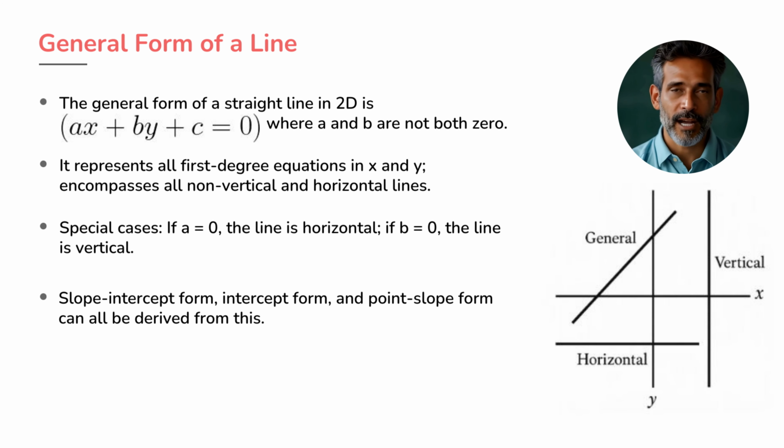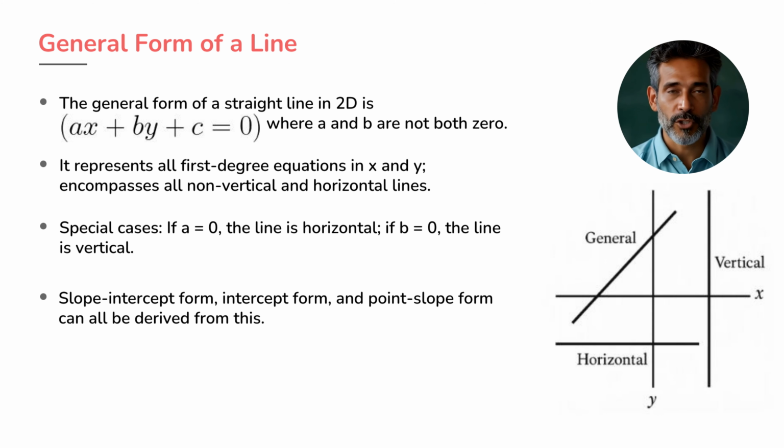Now that we understand lines live on the coordinate plane, let's look more closely at their common equation called the general form. The general form is ax + by + c = 0, where at least one of a or b is not 0. This form is very special because it includes all possible straight lines in 2 dimensions. Whether your line is slanting, horizontal, or even vertical, it fits here.